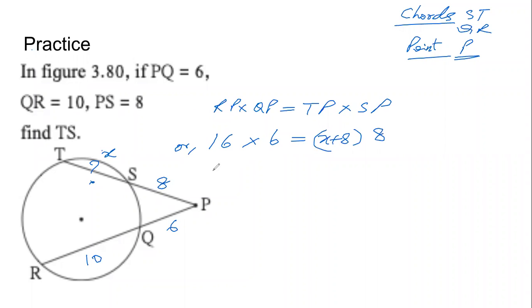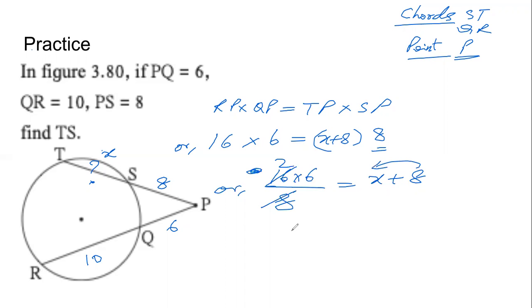So when we solve this, 16 into 6, let us not do that. Smart students, let it be 16 into 6. Let us move this 8 from right hand side to left hand side. So here we are left with X plus 8. So now it is 2 into 6, 12. Now when we move this 8 to that side, X will be equal to 12 minus 8 equals 4. 4 is my answer.